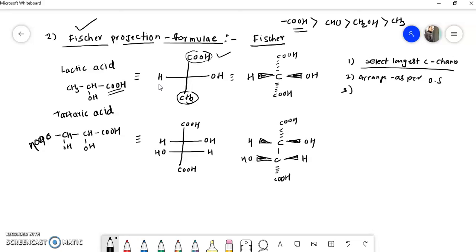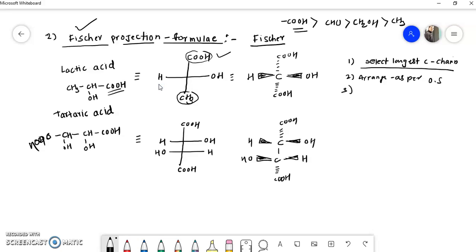Third thing is that the groups which are on the horizontal lines are pointing towards you, remember, pointing towards the observer. Whatever groups are on the horizontal line are pointing towards us, towards the observer. You observe here that hydrogen and OH are on the horizontal line, so they are pointing towards us. Here also, this OH and hydrogen are on the horizontal line, they are pointing towards the observer. And the groups which are on the vertical side, they are on the rear side. That means they are away from the observer.